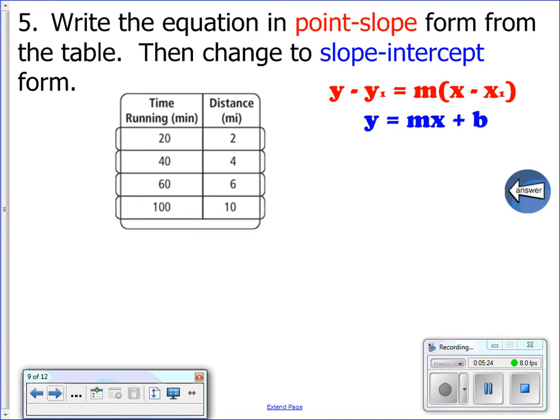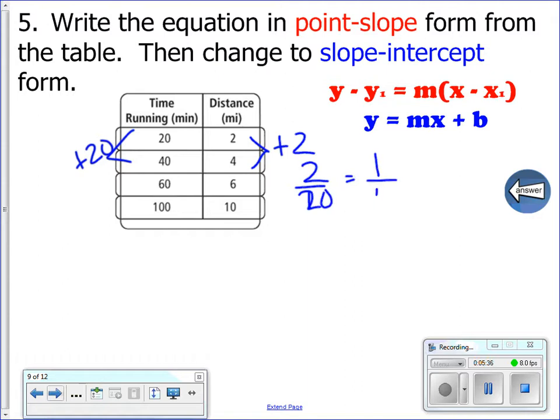Now I have to do it from a table. So point slope, first thing I need to do is find my slope. This is going up by 2. This is going up by 20. So my slope is 2 over 20, which simplifies to 1/10.